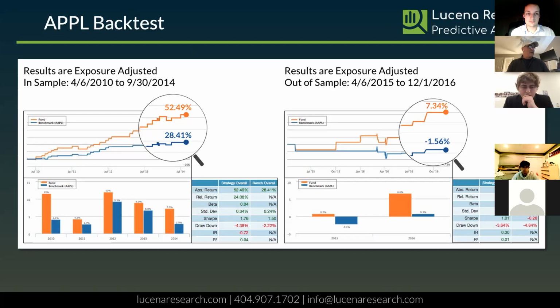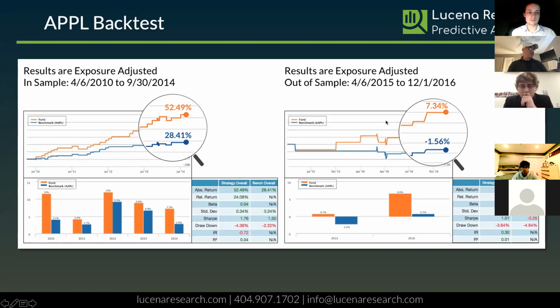Basically, what we've done here is compare if you held Apple all the time consistently, or if you went in and out based on our model over time. You can see here, this is the time frame that we measured against. So this is Apple without us getting in and out. This is with our ability to come in and out dynamically. And of course, the same thing happens out of sample. This is in sample, this is out of sample.